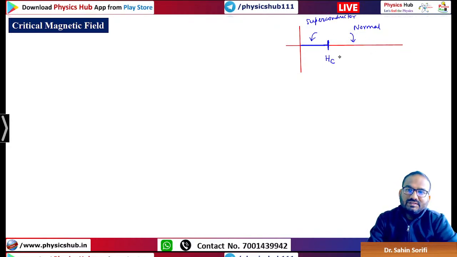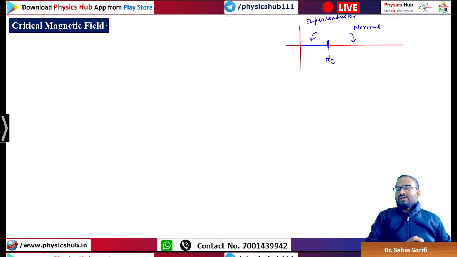superconductor, right? Now if you keep on increasing the magnetic field, after a certain amount of magnetic field, the superconductor will turn into a normal conductor. You see, below this magnetic field, it is remaining in the superconducting state. As you enhance the magnetic field beyond this critical value, it is turning into a normal conductor. So that particular value is the critical magnetic field.